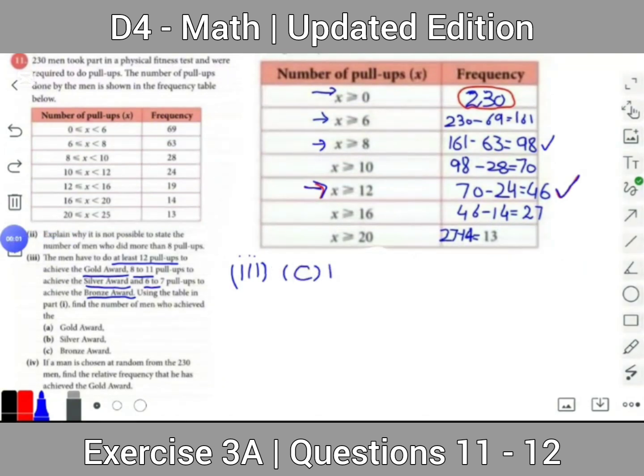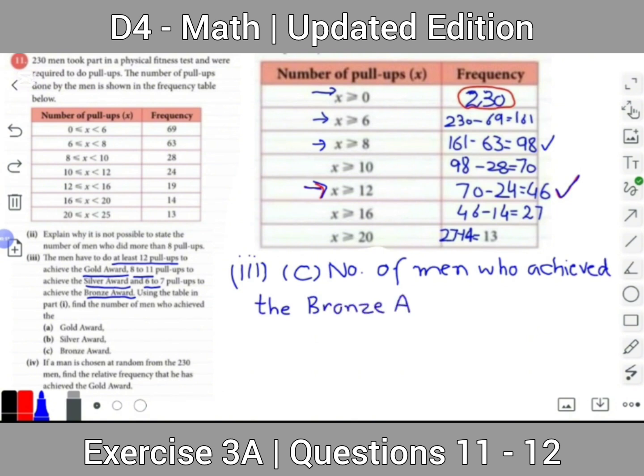For part 3c, we have to find out the number of men who achieved the bronze award. So in the question, to achieve the bronze award, men have to do 6 to 7 pull-ups. So we will see the information regarding 6 to 7 pull-ups in the cumulative frequency table.